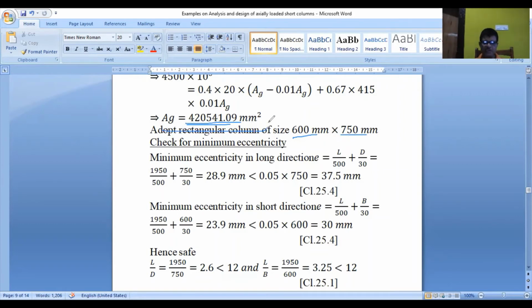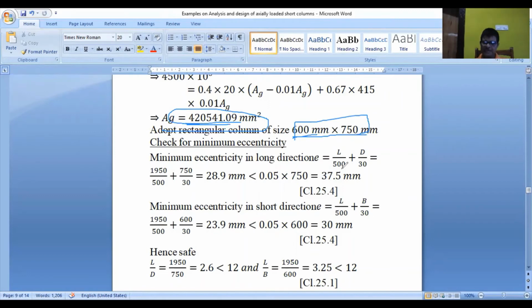So depending on this gross area, you choose a rectangular section here, whose value shall be greater than this. You multiply this, it will come nearly 45,000 millimeter square. So that is more than this value.